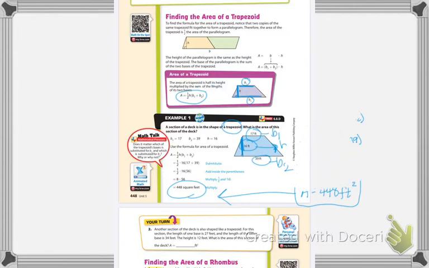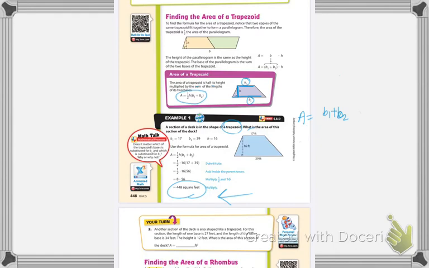So if you don't like the multiply by 1/2, you can do this next formula. This is what you do. You do area equals, you add base 1 plus base 2. Okay, sorry guys. So you add them, you multiply by the height, and then you divide by 2.